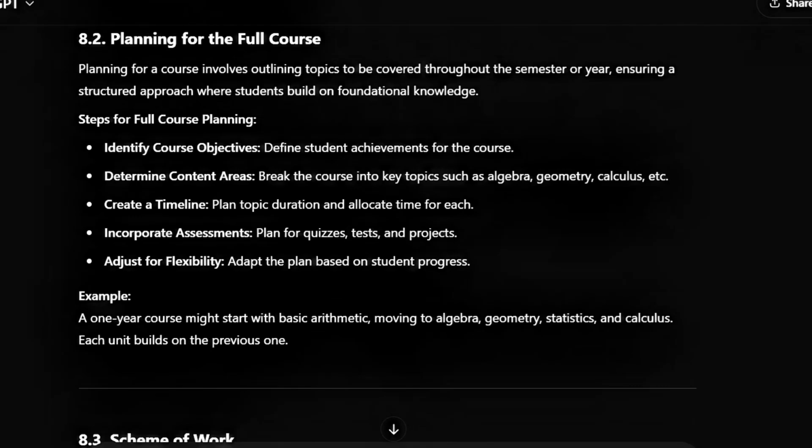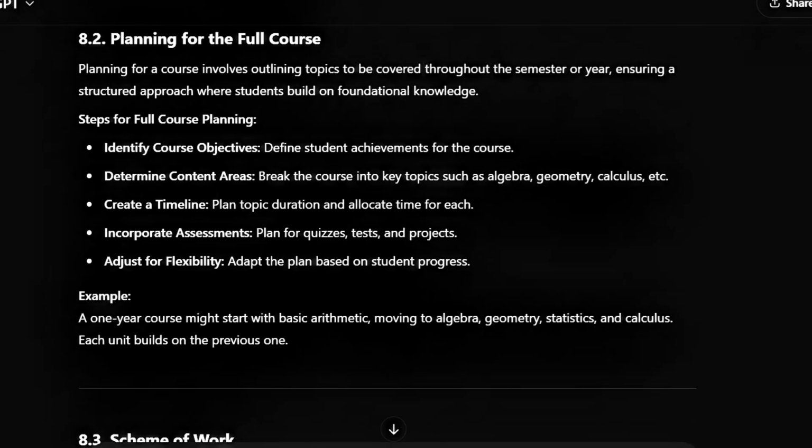Steps for full course planning. Identify course objectives. Define student achievements for the course. Determine content areas. Break the course into key topics such as algebra, geometry, calculus, etc. Create a timeline. Plan topic duration and allocate time for each. Incorporate assessments. Plan for quizzes, tests, and projects. Adjust for flexibility. Adapt the plan based on student progress.